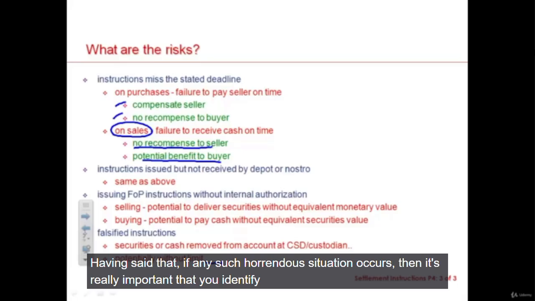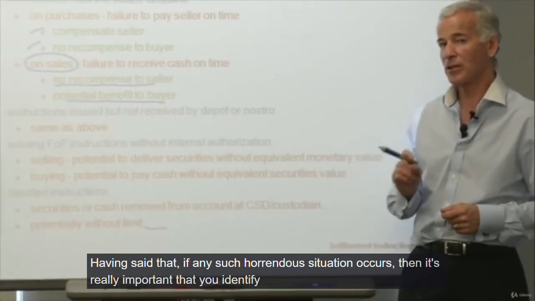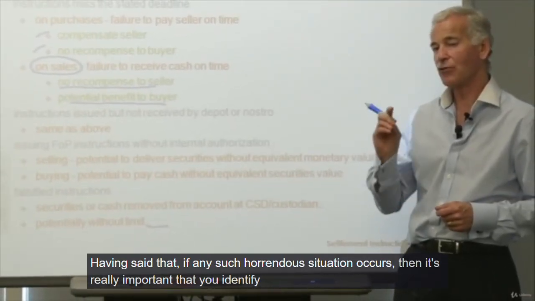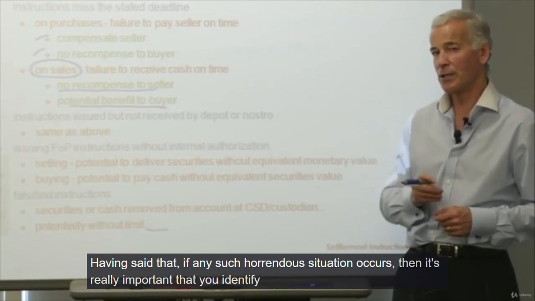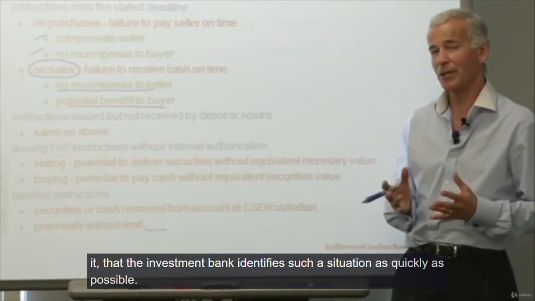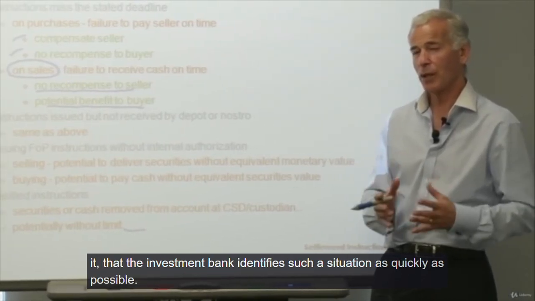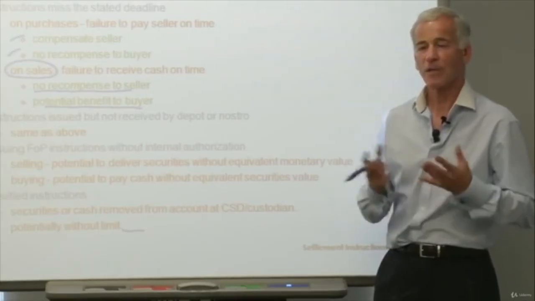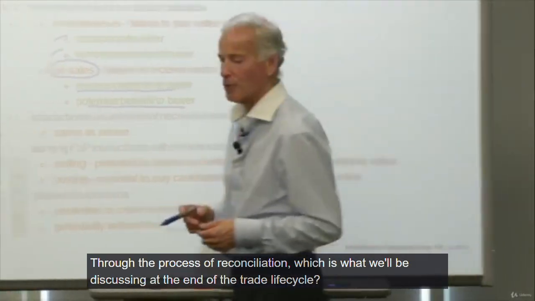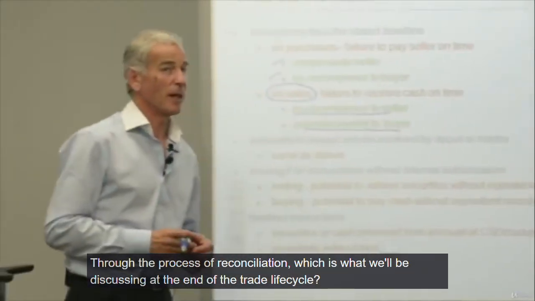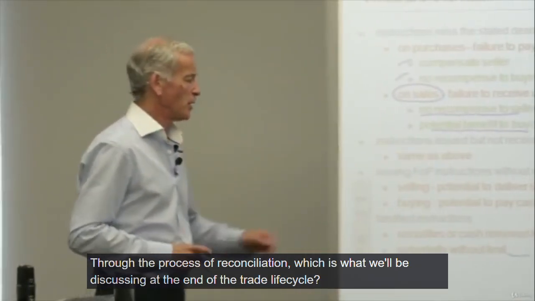Having said that, if any such horrendous situation occurs, then it's really important that the investment bank identifies such a situation as quickly as possible. How do you do that? Through the process of reconciliation, which is what we'll be discussing at the end of the trade life cycle.